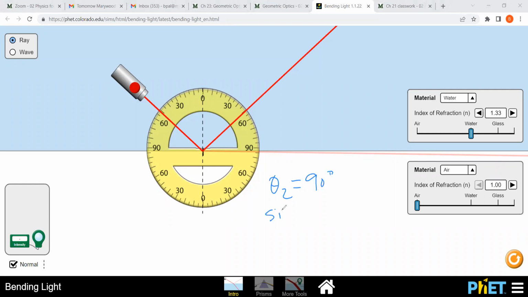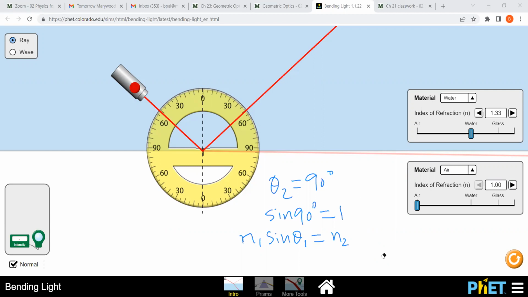and sine 90 degrees is 1, then we can rewrite this equation as, now this part is 90 degrees and sine 90 degrees is 1. So this is basically n1 sine theta 1 equals n2. Very simple, right? So it has some special name.